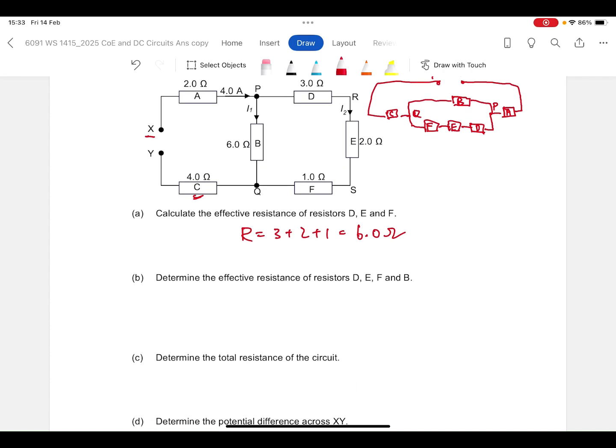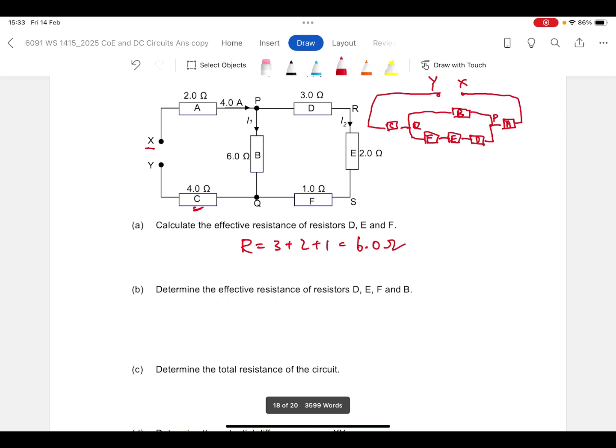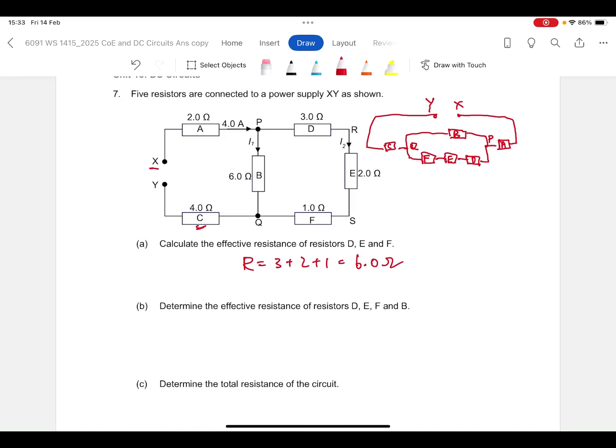Then the effective resistance of D, E, F, and B. In other words, the whole parallel part. In the first branch, we have a 6 ohm resistor. In the second branch, we also have a 6 ohm resistor. So you get 1/3, and you flip it, so the resistance is 3 ohms.